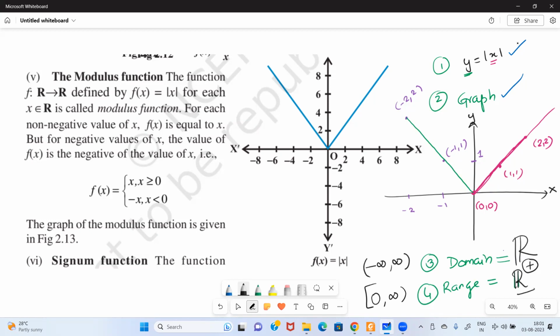Negative real numbers it won't take. Non-negative real numbers it will take. Is that clear to you? Yes, sir. So it is 0 to infinity. So the codomain may be real numbers, but range is what? What is the range? Come on. 0 to infinity. Are you clear with this?